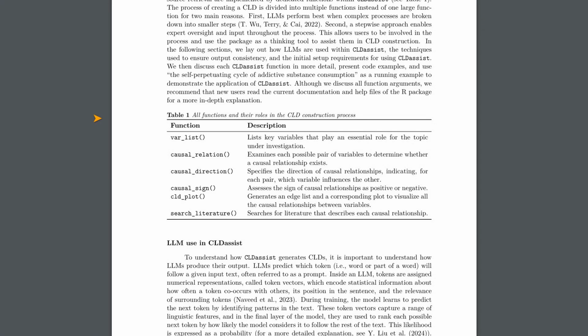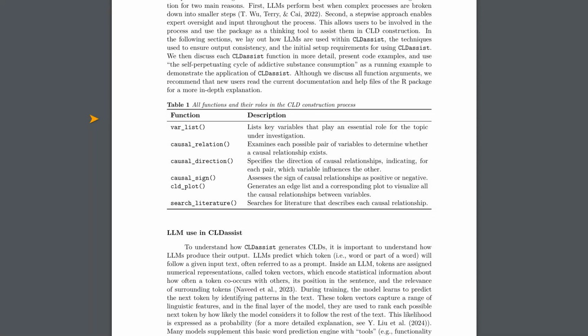And finally, it tries to figure out the sign of that relationship. Is it a positive connection where an increase in one leads to an increase in the other, or a negative one where an increase in one leads to a decrease in the other? Think of it like this: more studying generally leads to a better grade. That is a positive relationship, but more stress might lead to less sleep. That's a negative relationship. Once all these steps are done, CLDassist can create a visual causal loop diagram. This is where you get that web-like diagram where arrows show the direction of influence and colors or thickness might show if it is a positive or negative link and how strong that connection is thought to be.